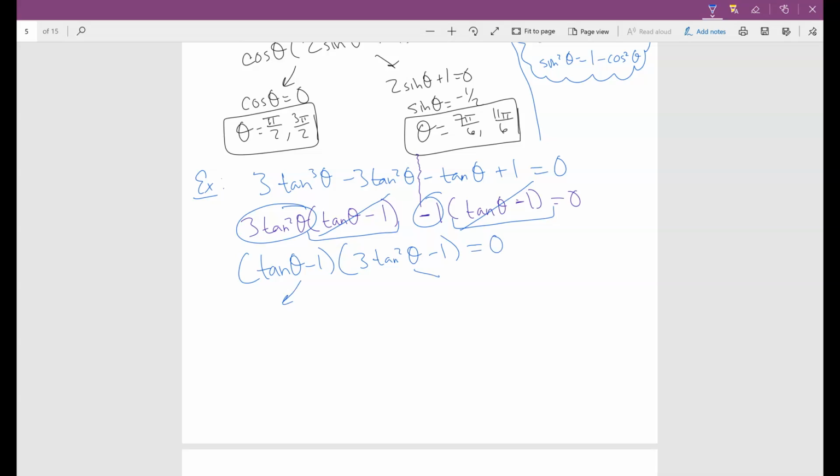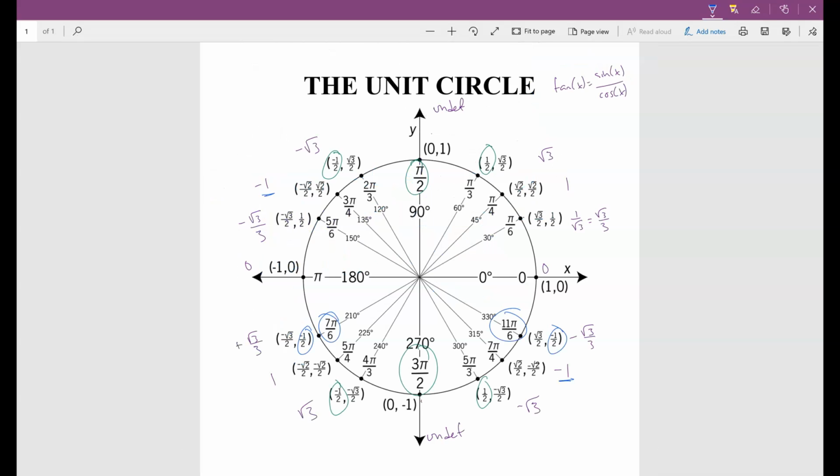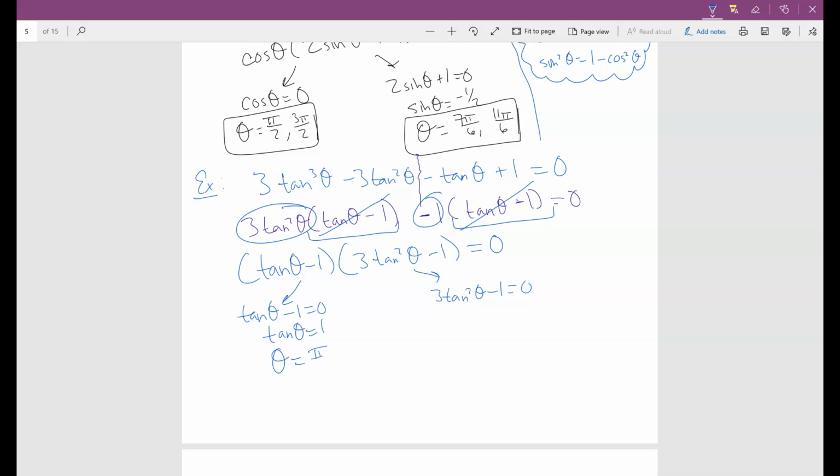And now I can just solve for this. So you get tangent of theta minus 1 equals 0, and then 3 tangent squared theta minus 1 equals 0. Here I get tangent of theta is equal to 1. So now I'm looking for all the values where tangent of theta is equal to 1. Let's go to the unit circle, and we get that it's equal to 1 here and here, at pi over 4 and 5 pi over 4.